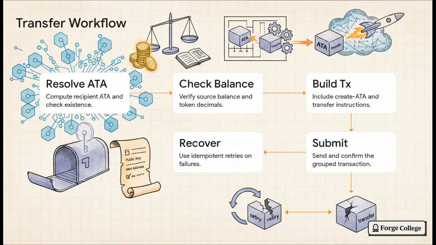First, you do a pre-flight check. You use the recipient's public key and the token mint to calculate what their ATA address should be, and then query the network to see if it even exists. Second, you check your own source balance.